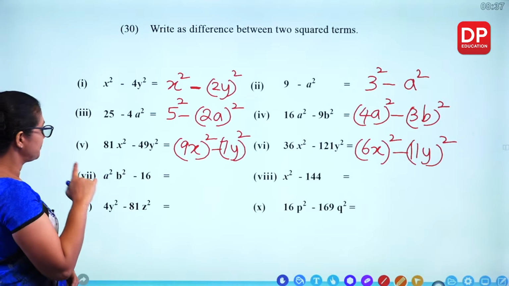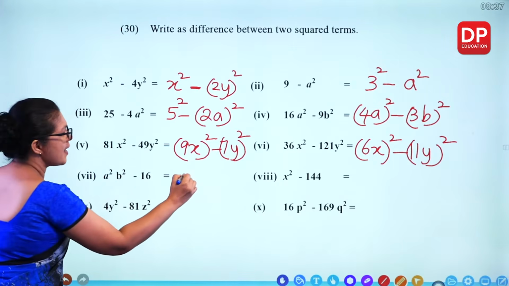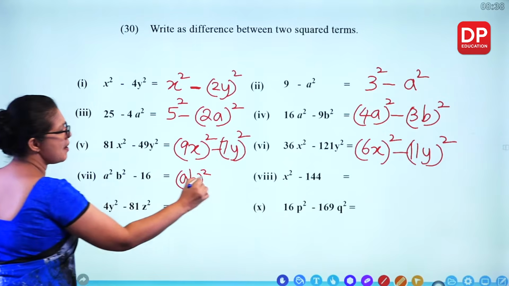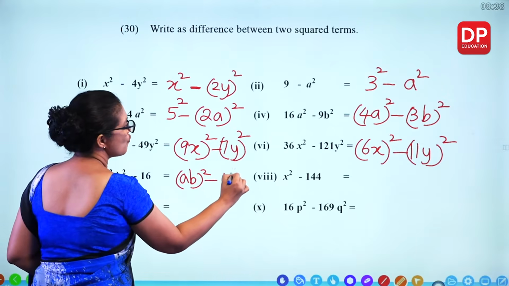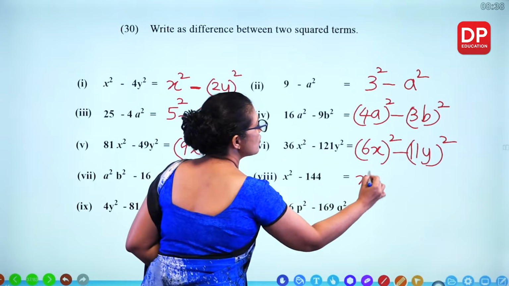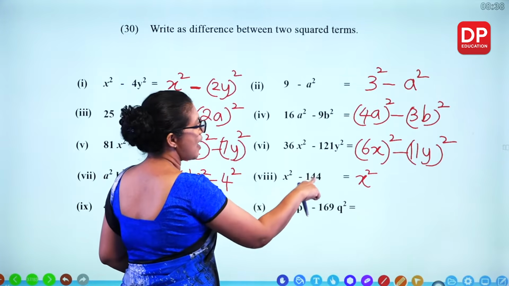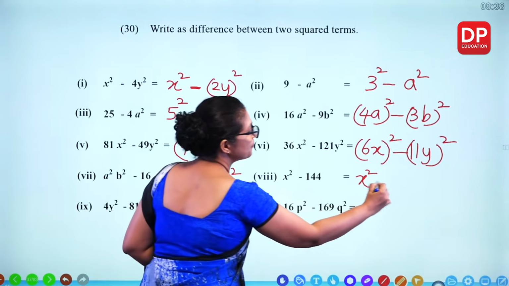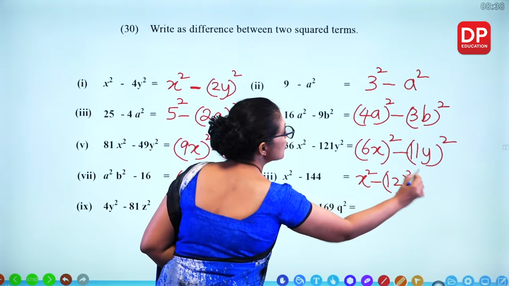Seventh one, a squared, b squared. I can write ab whole thing squared. 16 is 4 times 4, so 4 squared. X squared is also a square, so I can write it as it is. And 144 is 12 times 12, 12 squared.